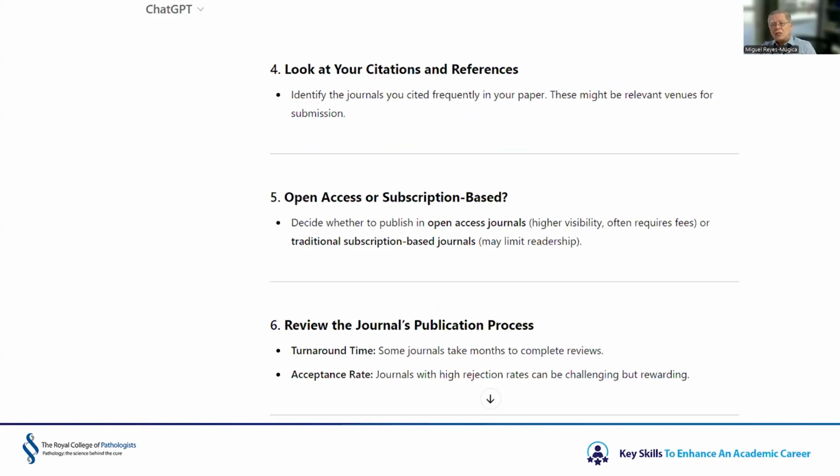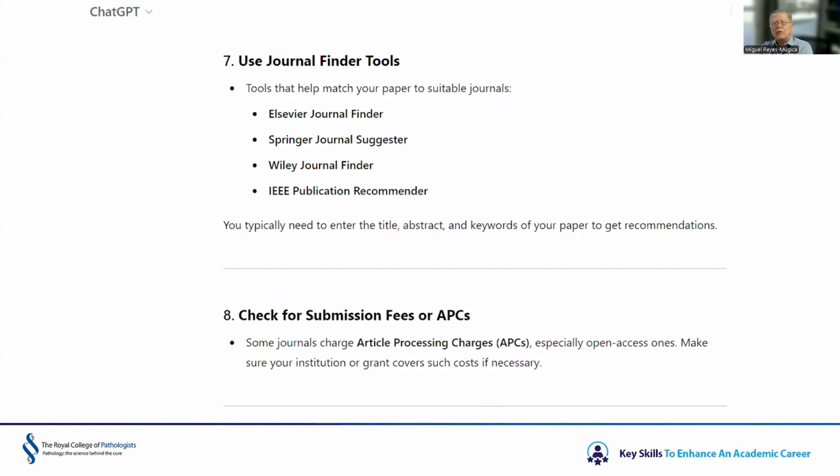Is this an open access or a subscription-based journal? This is an important point because, as you will see, we need to avoid using predatory papers. Review the journal's publication process. How do the editor and the editorial board of the journal work? See if you find people that you know in the editorial board. That's also a recommended strategy. You can use several of these tools to find suitable journals, Elsevier Journal Finder, Springer Journal Finder, etc. I will show you another example which we found recently very useful in a few minutes.